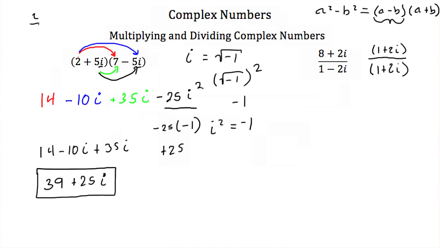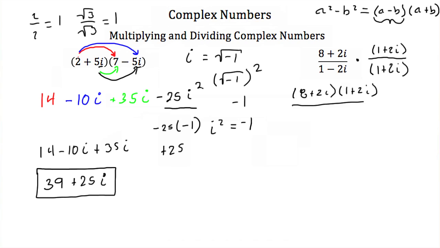If I had 2 over 2, that's equal to 1. If I have the square root of 3 over the square root of 3, that's equal to 1. So I'm not changing the value of this expression by multiplying it by 1 plus 2i over 1 plus 2i, but I will get rid of the i in the denominator. So this is going to break down to 8 plus 2i times 1 plus 2i all over 1 minus 2i times 1 plus 2i. Now you have to FOIL out both the numerator and the denominator separately.